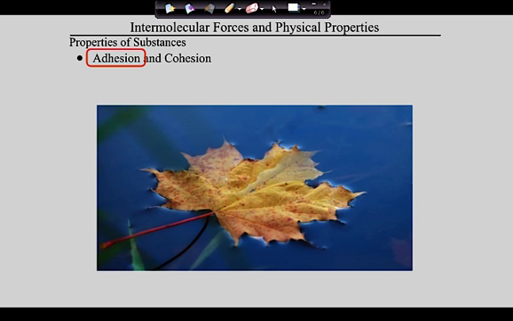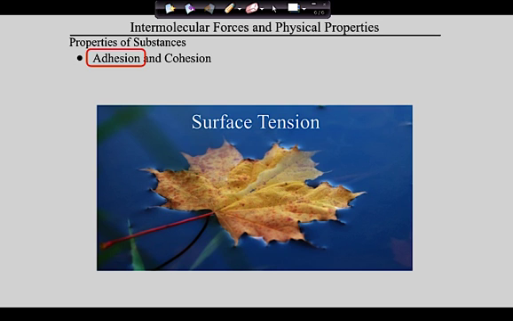Guys, leaves do not float in water. Leaves are more dense than water, and they should sink. So why is this leaf on top of the water if it's not floating in the water? Exactly, that's the name of it. It's actually called surface tension.